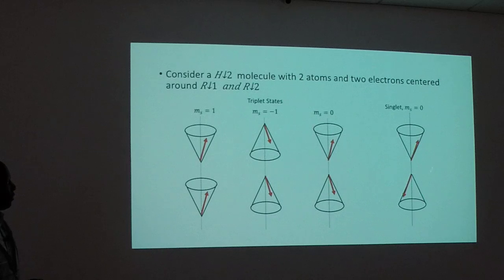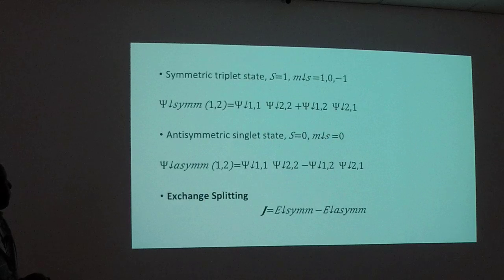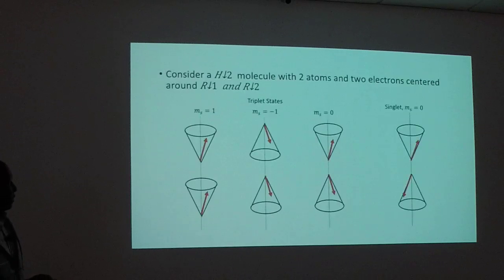So the first one is spin up and this is spin down, but the orientation is opposite, right? And the total spin in that case, plus a half and negative half, is zero. So this is called the asymmetric interaction, right?